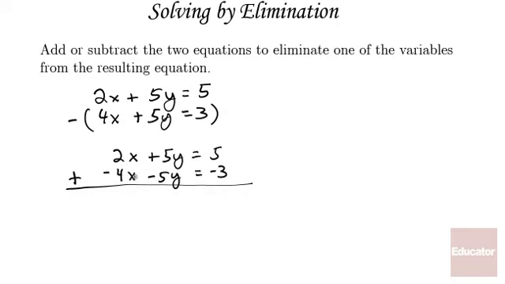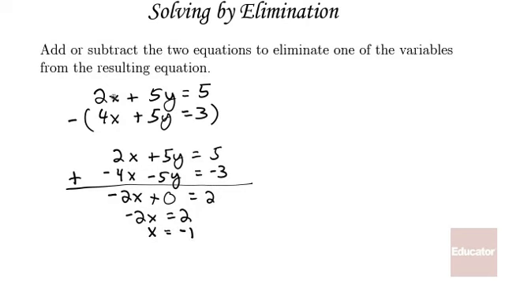Okay, this is going to give me 2x minus 4x is negative 2x. The y's are going to drop out. 5y minus 5y gives me 0. So I can write plus 0, but they just drop out. And then 5 minus 3 equals 2. So this is negative 2x equals 2. I can easily solve for x, and x equals negative 1.